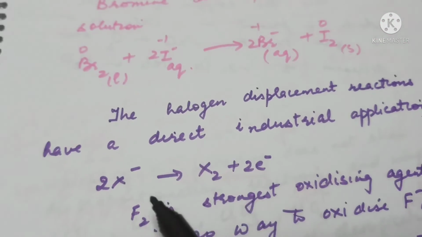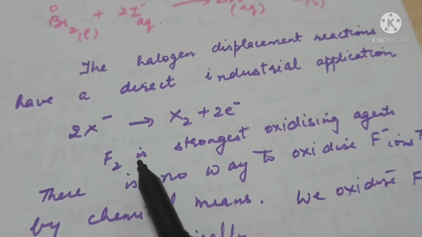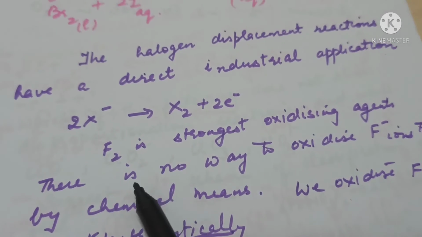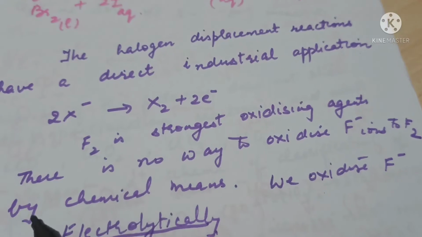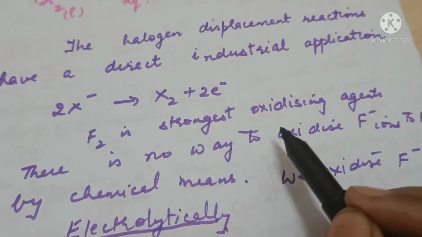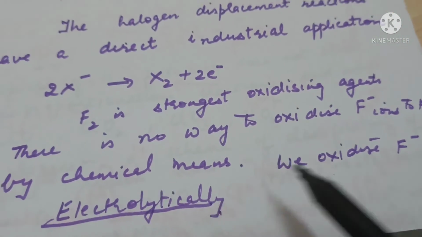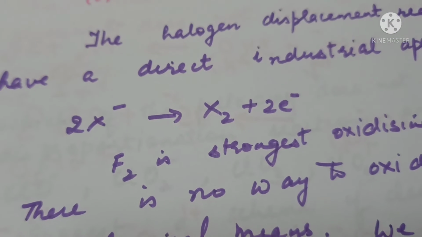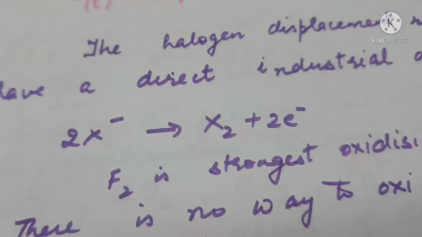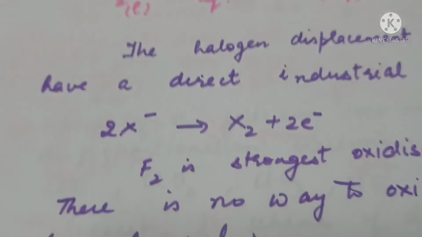The halogen displacement reactions have direct industrial applications. Fluorine is the strongest oxidizing agent. There is no way to oxidize fluoride ions to fluorine by chemical means because it's the strongest oxidizing agent. So in order to obtain fluorine, we have to oxidize fluoride ions electrolytically. We have to pass electric current through them to oxidize fluoride ions to fluorine gas. Chemical agents cannot be used in this reaction.